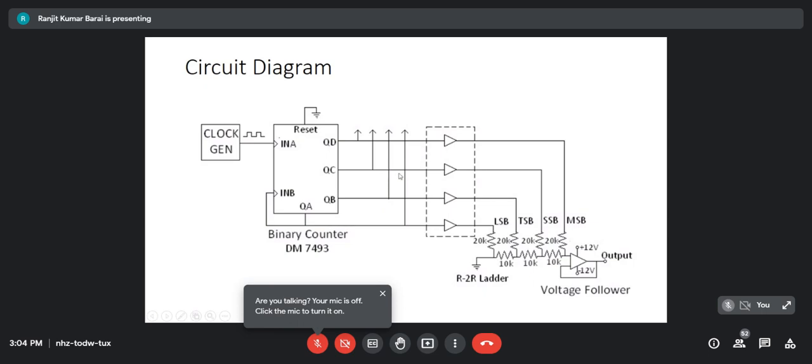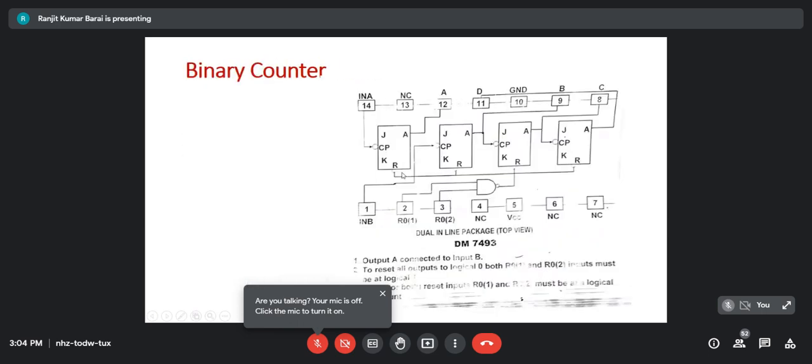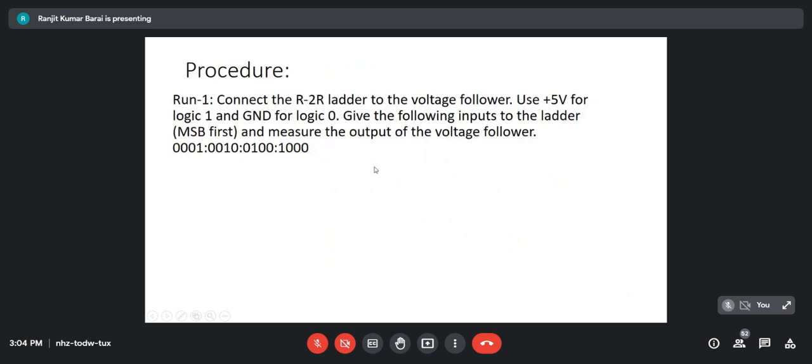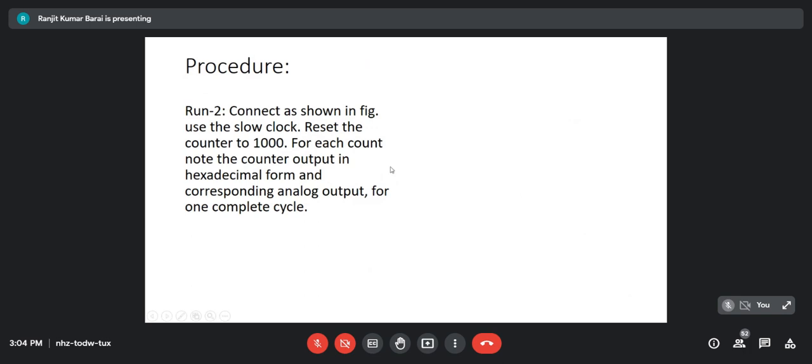Now we will run the clock in slow clocking. That means slow count mode, so that the change in the bit pattern can be visible in the LEDs. So in slow clock mode, reset the counter to 1000, and for each count, note the output voltage, the counter output in hexadecimal form, and the corresponding analog output for one complete cycle.